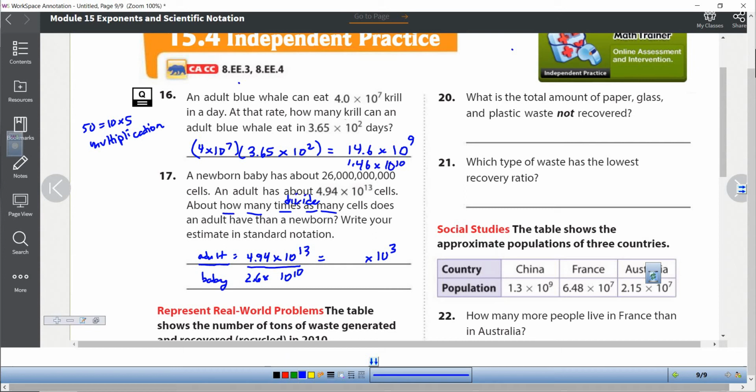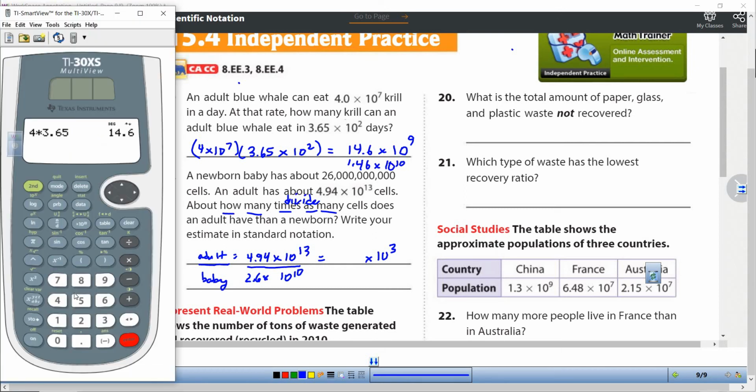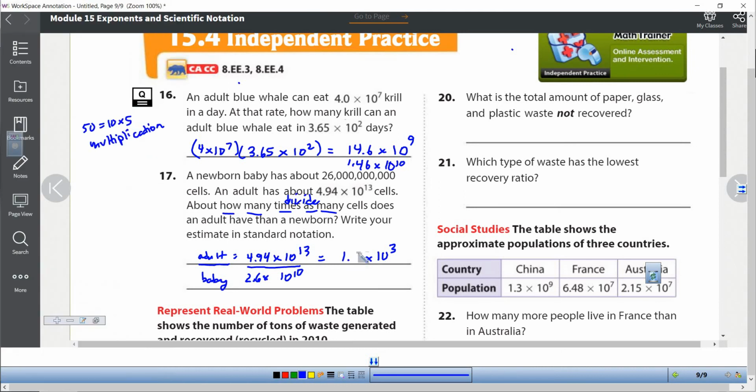And then I'm letting you use a calculator. That would be the worst part of these problems. 4.94 divided by 2.6. And when I do that, I get 1.9. Yay, it's even in scientific notation. Now, it says write your answer in standard notation, which means I need to move the decimal 3 places, right? So I get 1, 9, 0, 0. About 1900 times as many.